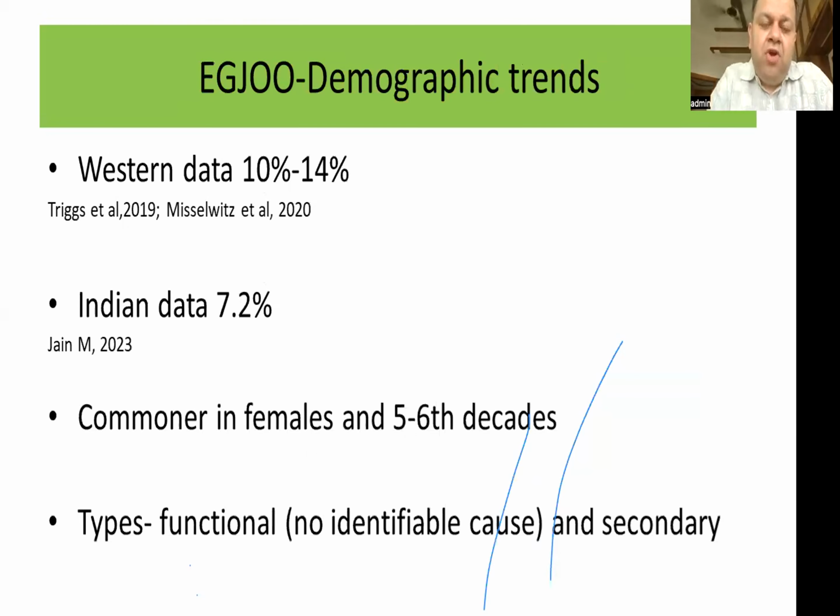Now, EGJ outflow obstruction is a rare motility disorder. Western data shows that around 10 to 14% of patients undergoing manometry can have EGJ outflow obstruction. In India, the prevalence of this disorder is around 7.2% in patients undergoing manometry. It is commoner in females and usually occurs in the 5th and 6th decades of life, and is usually divided into 2 common types: the functional type, where we cannot identify any cause, or the secondary type, where we have a definitive cause for EGJ outflow obstruction.